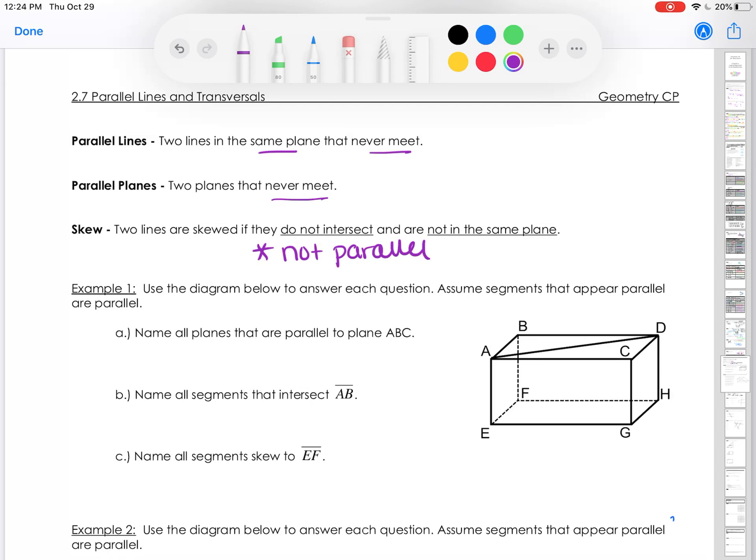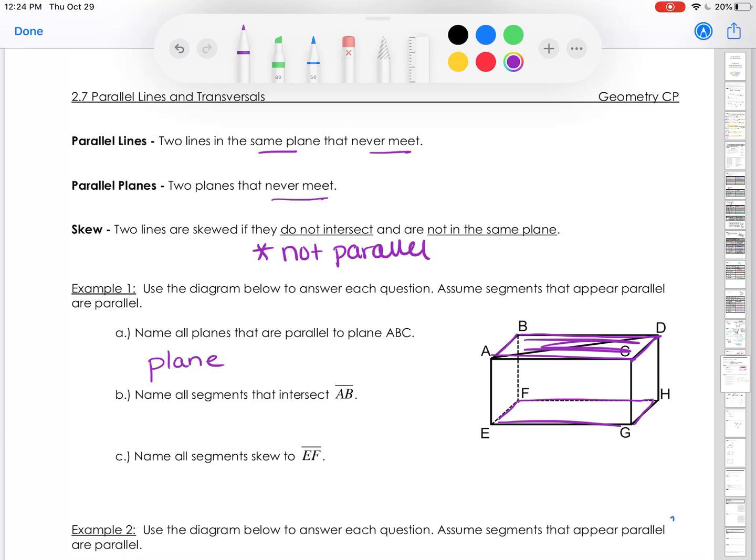In example 1, we're going to use this diagram to answer these questions. The first one says that we want to name all of the planes that are parallel to plane ABC. Plane ABC is the plane that contains points A, B, and C. A, B, and C are in that top portion. If we think of this as being a box, they are on the lid of the box. So what is going to be parallel to the top of a box? It would be the bottom of a box.